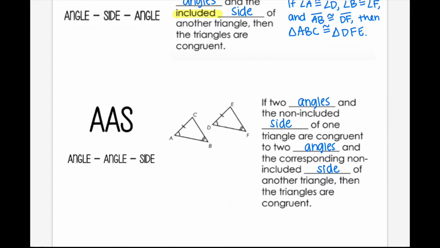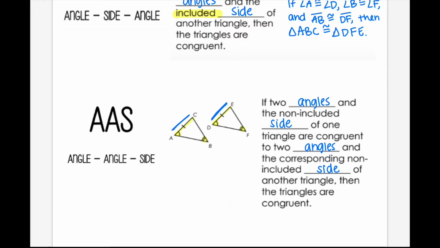So this one's a little bit different than the last one because of the order that you have the two angles and the sides. In this one, we have angle A is congruent to angle D, angle B is congruent to angle F, and we have side AC is congruent to side DE. But those sides are not between the two angles. That is okay. So you can have two angles and the sides between them, or you can have two angles and sides that are not between them as long as those sides are corresponding.